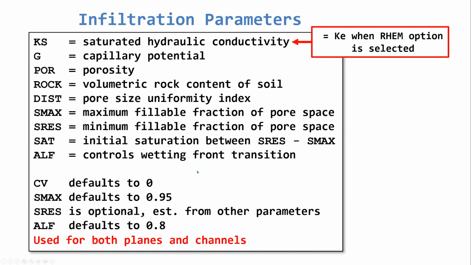Alpha, again, controls the wetting front transition. Again, this is explained in the documentation. If you want to represent small scale KS variability, you put in a coefficient of variation of KS. Now it's defaulted to 0. We're defaulting S max to 0.95. The residual, again, can be estimated from other parameters. This term, the alpha term, is a balance: on one extreme is the Green-Ampt equation, and on the other extreme is a Parlange infiltration equation, and this basically tells you how the two are mixed.